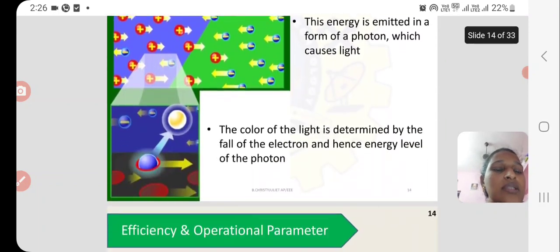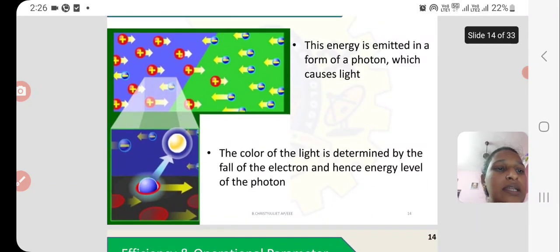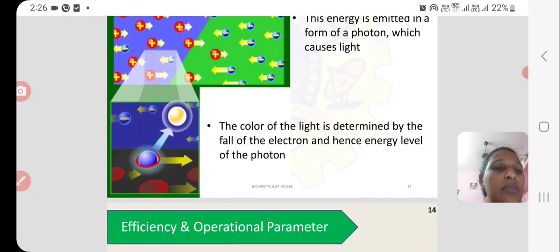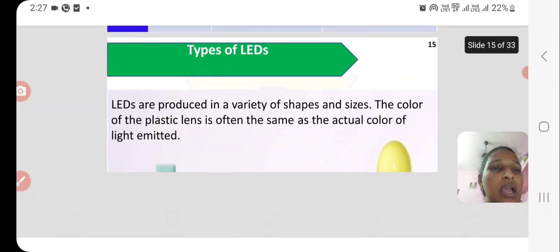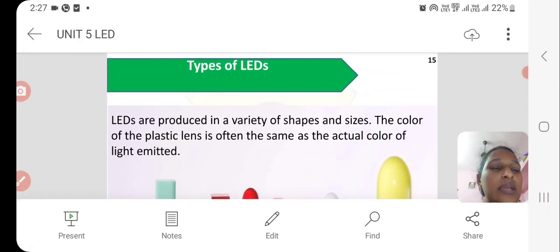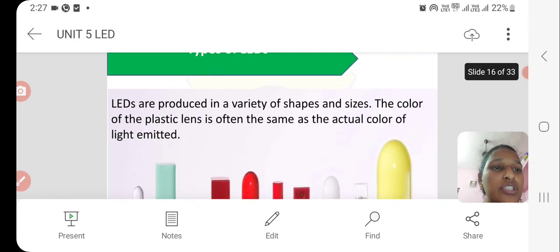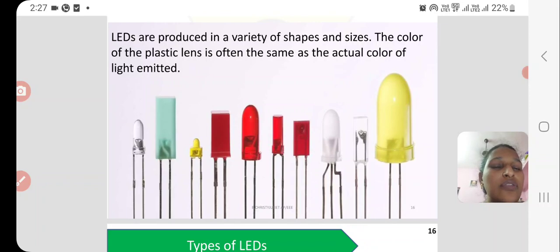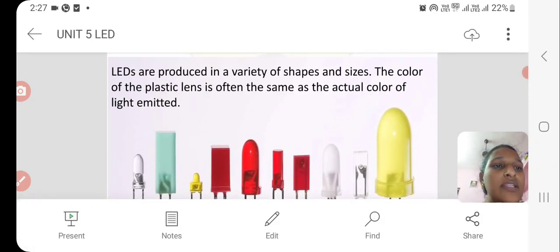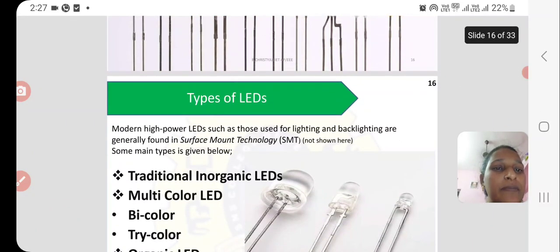As far as the light of the LED is concerned, it is determined by the fall of electrons and hence the energy level of the photons. Now we will see the types of LEDs. LEDs are produced in a variety of shapes and sizes, and the color of the plastic lens is often the same as the color of the light emitted by the LED.